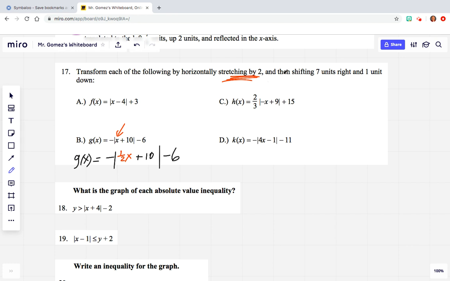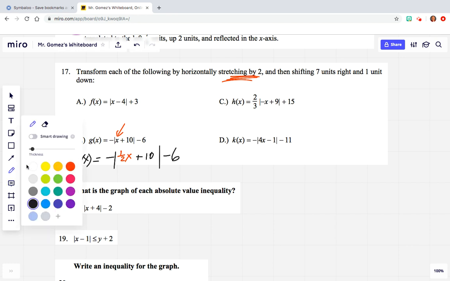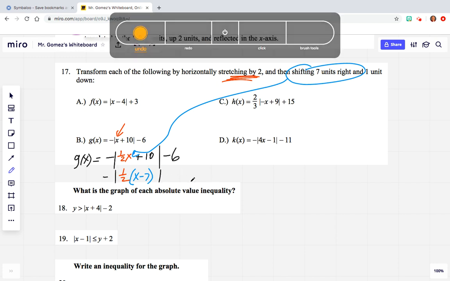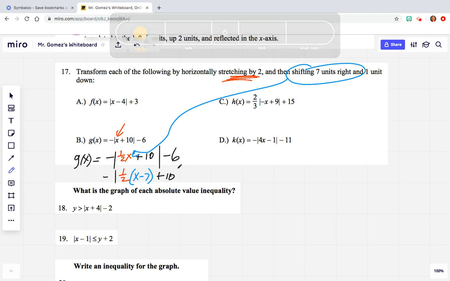And then the next thing that we're going to do is shift 7 units to the right. So again, horizontally, we're going to gravitate just to where x is at. And where x used to be, we're now going to put x minus 7. Everything else still stays the same, the 1/2, and then everything as far as a negative absolute value. And then you will see a plus 10 right here, closing the absolute value in -6. So this is your answer here.